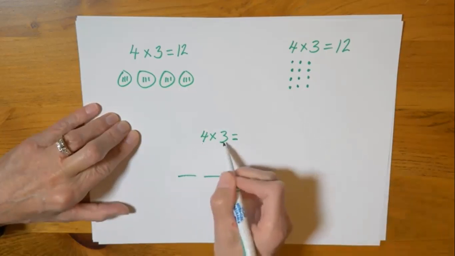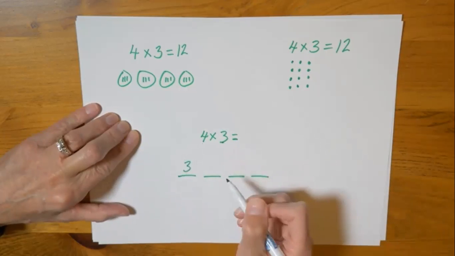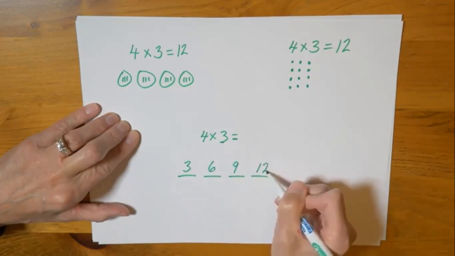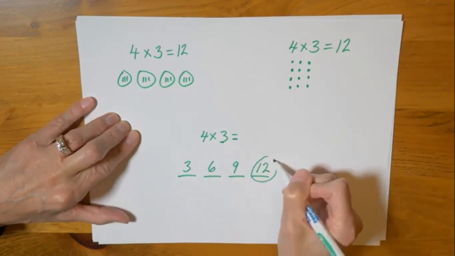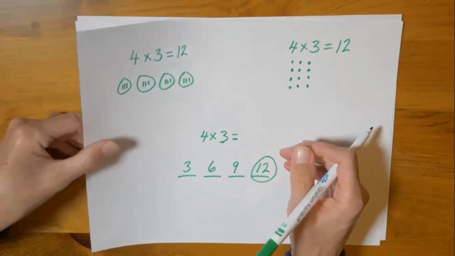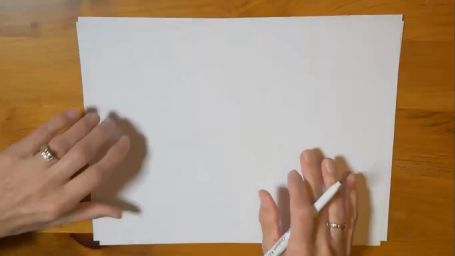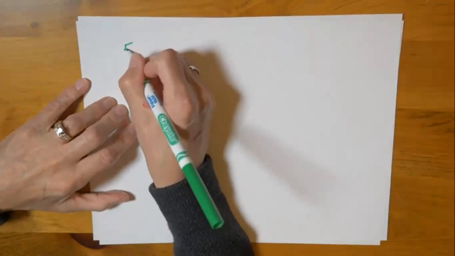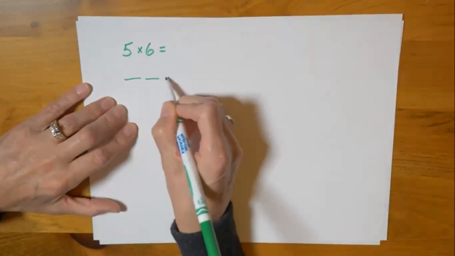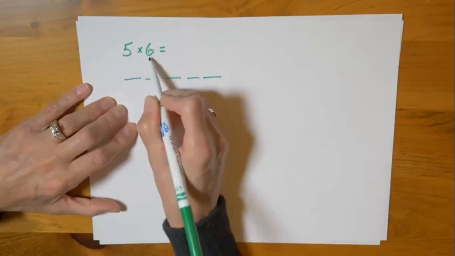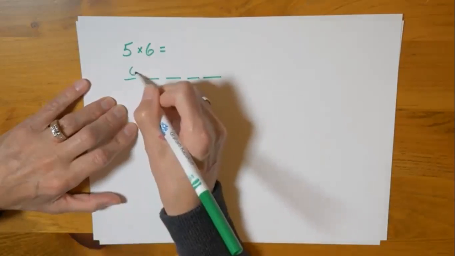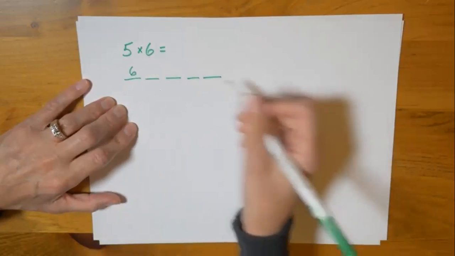So to skip count, I'm going to count by 3s. 3, 6, 9, 12. And this final number is my answer. I'm going to demonstrate a couple more of skip counting just so you can get the hang of it. Let's try 5 times 6. So I give myself 5 spaces, and I'm going to skip count by 6s. That's a little tricky. But you would go 6, count on 6 each time.